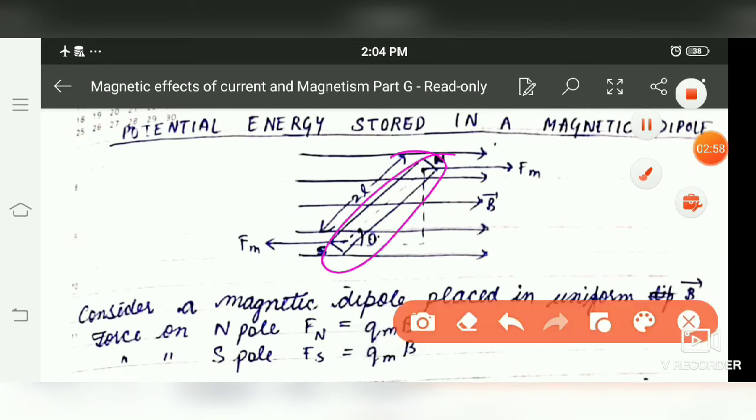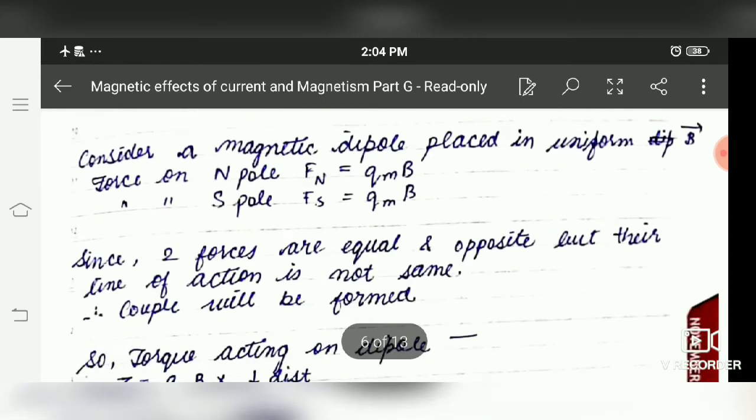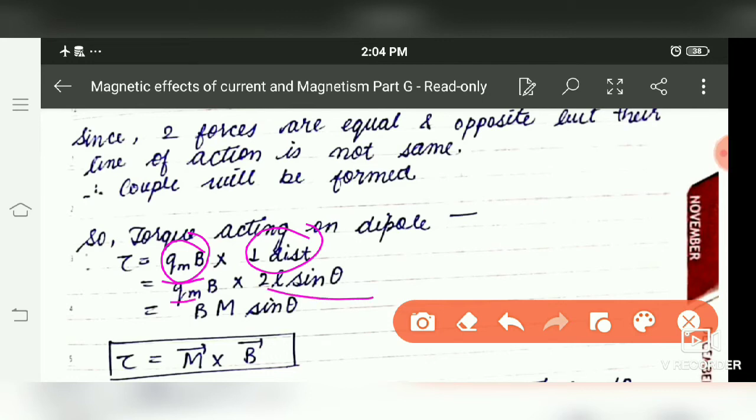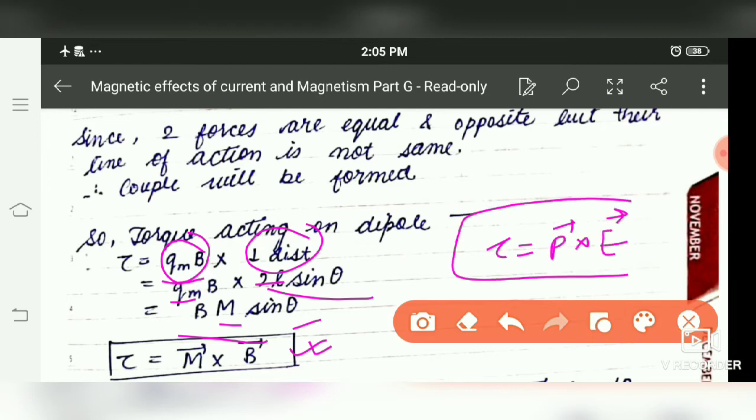So again, a magnetic dipole is here, the force on this pole is in this direction, and on the other pole in this direction. Now, if we calculate the torque, what is it? Torque is the force, QmB, into the perpendicular distance, that is 2l sin theta, where Qm into 2l is the magnetic dipole moment M. So this is MB sin theta, this is M cross B, and for electric it was P cross E. For the electric dipole, if you remember, that was P cross E, but here it's M cross B, where M is the magnetic dipole moment and P is the electric dipole moment.